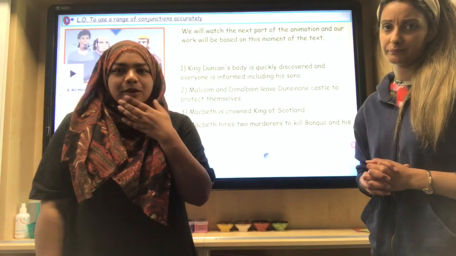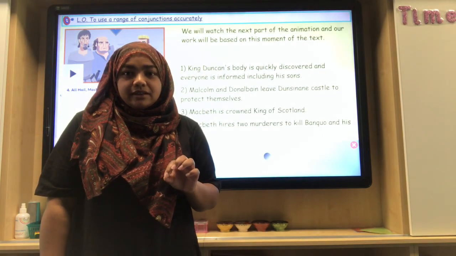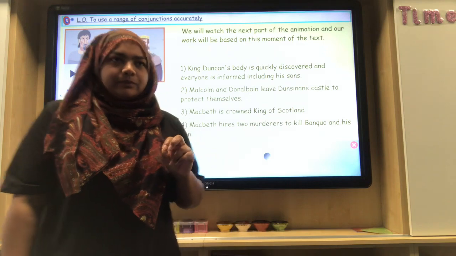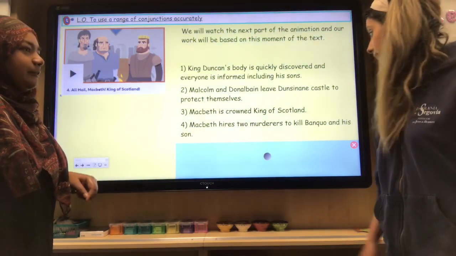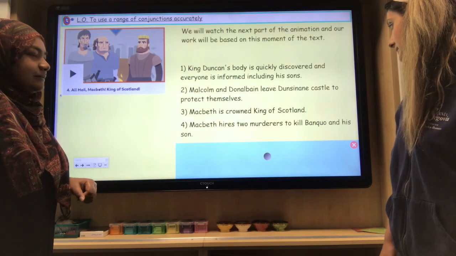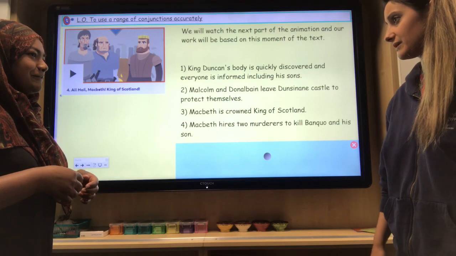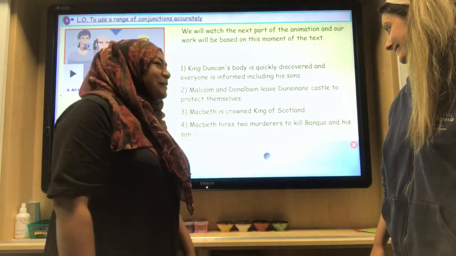Now remember, why would Macbeth hire 2 murderers to kill Banquo and his son? Have a think. We just mentioned it. Why would he do so? Okay, Mrs. Gale, why would he do that? Because he doesn't want them to frame Macbeth. No, because the witches prophesied that his son will become king.